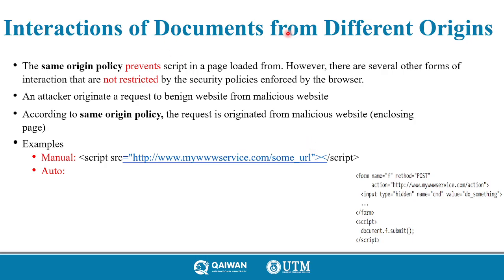Interaction with a document from a different origin. The same origin policy prevents a script in a page loaded from one origin from accessing documents from another. However, there are several other forms of interaction that are not restricted by the security policy enforced by the browser. An attacker can originate a request to a bank website from a malicious website. According to the same origin policy, the request originates from the malicious website enclosing the page. For example, done manually, script source mywc7.com, same URL, or automatically it would be this.